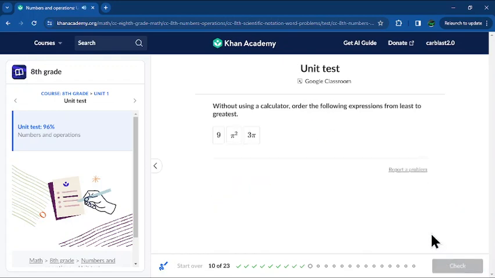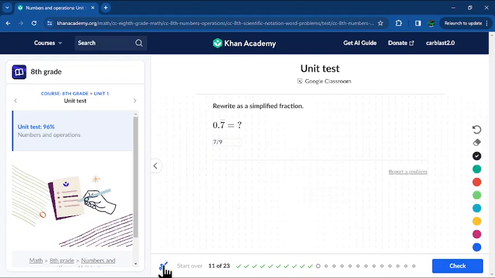So yeah. Without using a calculator, order the following expressions from least to greatest. There you go. If you guys have an issue with this, pi is 3.14, so 3 times 3.14 is greater than 9. And then 3.14 times 3.14 is bigger than just 3 times 3.14. So it's this. This is 7/9, but we could also do it this way.